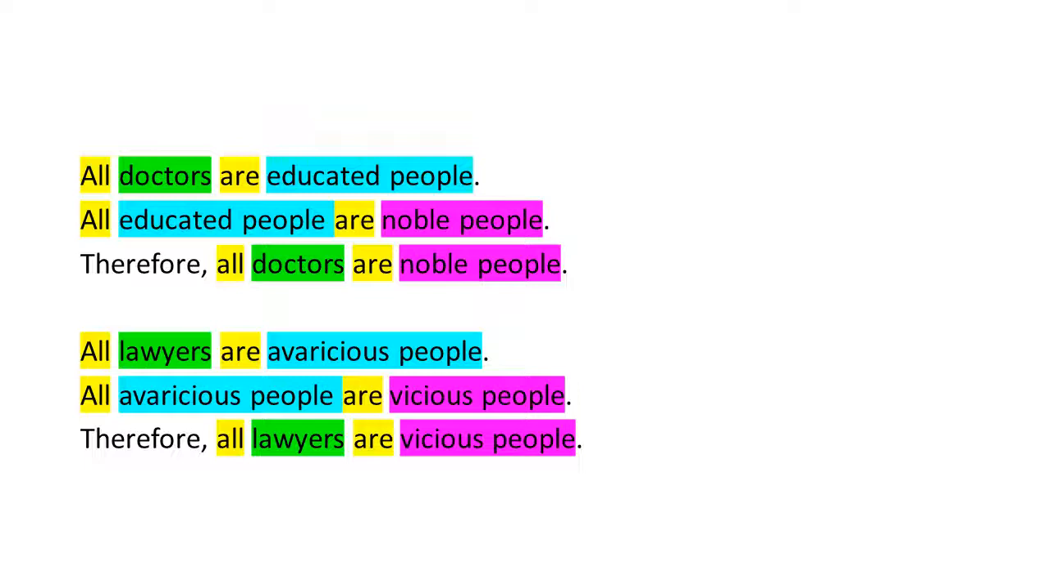All right, and then continuing on, we've highlighted in purple noble people and vicious people. Note that they're both in the second slot of the all blank are blank construction in the second premise of the first argument and the conclusion of the first argument, and also in the second premise of the second argument and the conclusion of the second argument. So if you squint and look at the colors on the PowerPoint, you'll note that they're distributed in the same way in both arguments. Take a moment to reflect on that.